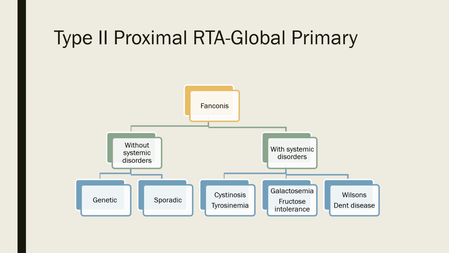With systemic disorders, two amino acid, two carbohydrate and two mineral defects. Amino acid: cystinosis and tyrosinemia. Carbohydrate: galactosemia and fructose intolerance. Your minerals are Wilson's and Dent's disease.